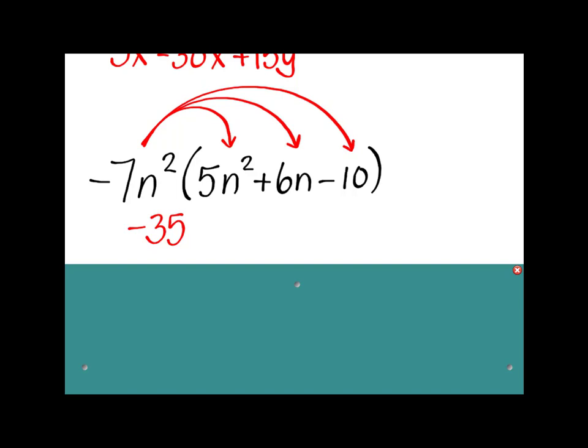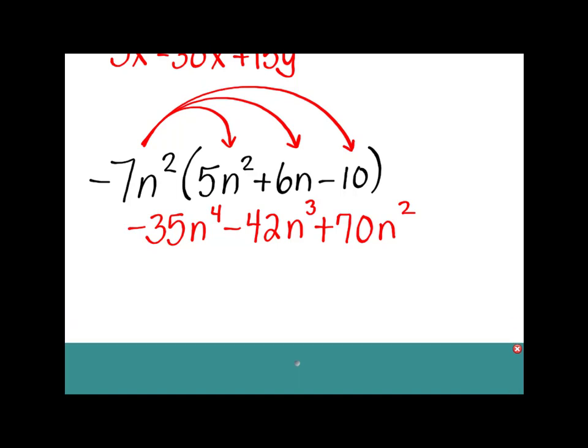So the n squared gets multiplied by the n squared, and using our laws of exponents, that would become n to the 4. I have a negative 7 times a positive 6, negative 42. N squared times n gives me n cubed. And then I have a negative 7 times a negative 10, which turns to a positive 70. I have an n squared and no other n's. It will remain n squared.